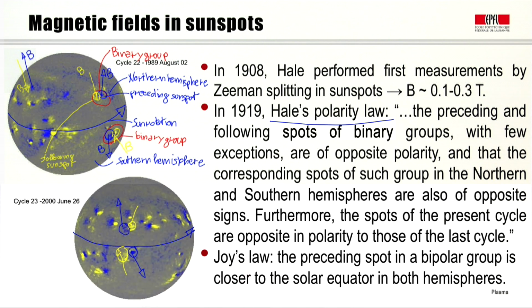In the same year, Joy made the following observation, that the preceding spot in a bipolar group is closer to the solar equator in both hemispheres. This can be observed by looking at the following bipolar group of sunspots, where we can observe that the distance of the leading sunspot in yellow is slightly smaller than the distance of the following sunspot.